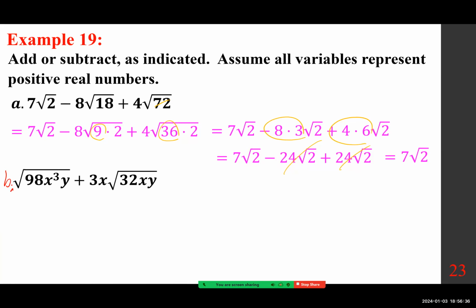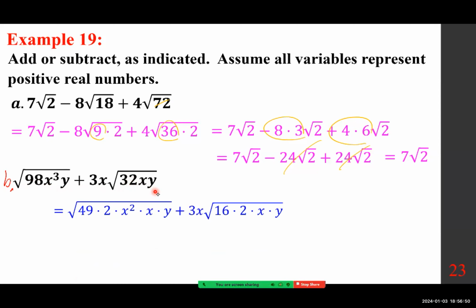Again, you can write this the way, which is a long way. This is 49 times 2. This is x squared times x. This one is 16 times 2. This is x times y. You can write it this way, or as I mentioned, just factor them out. Okay, this is 49 times 2.